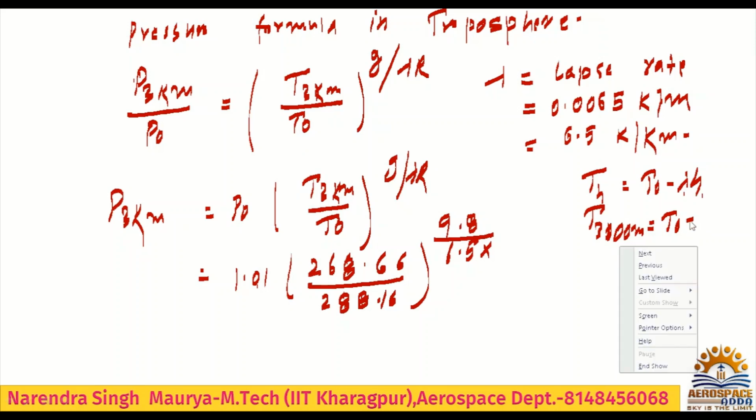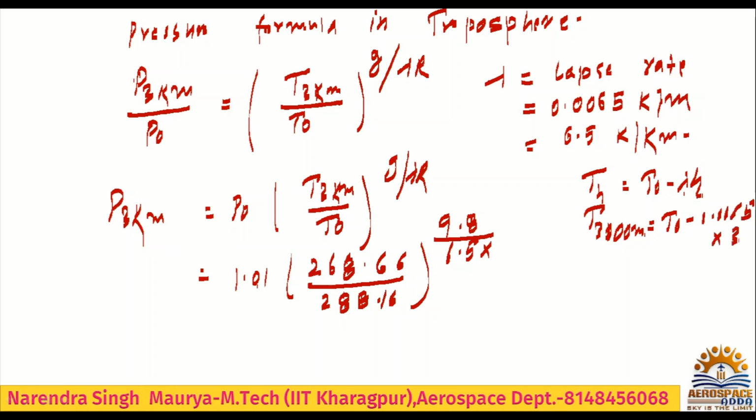Hope you understood what I'm saying. If you are writing 3000 meter, then instead of lambda you write 0.0065 into 3000. But if you are writing T at 3 kilometer only, then T naught minus lambda 6.5 into 3 you need to write. What is T naught? Sea level temperature.